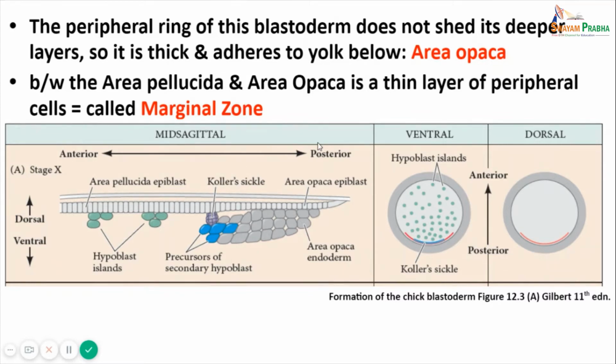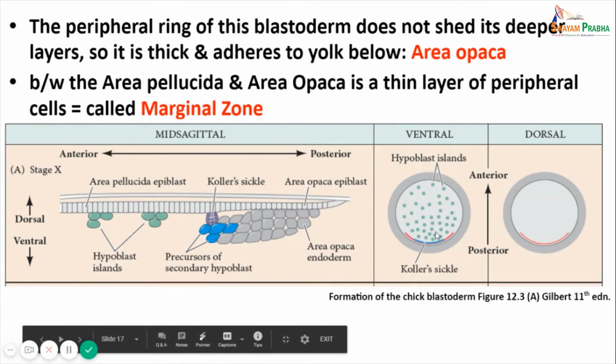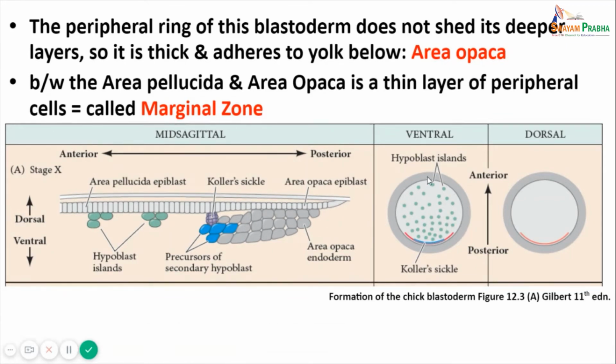So here you may note that the blastodisc consists of a central layer, area pellucida, translucent, and the peripheral layer, which is area opaca, darker in color. This area pellucida further consists of an upper layer known as epiblast. As you see here, this is the area pellucida epiblast, and here is the hypoblast layer being developed. So we can say the area pellucida consists of an upper epiblast and a lower hypoblast here.